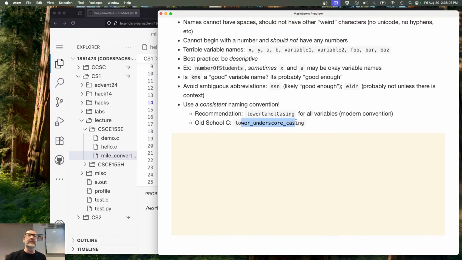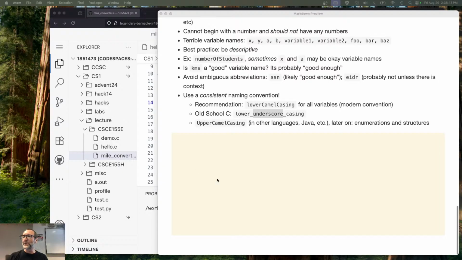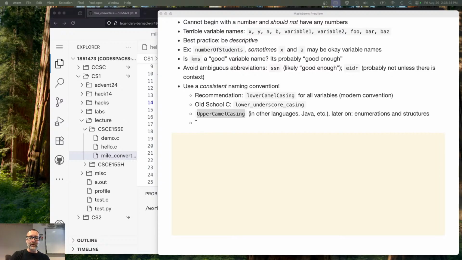Lower underscore casing, that's hopefully self-explanatory. You're using these underscores to separate words. You can also have upper camel casing, and a lot of other languages use this. For example, Java uses this for their classes. Later on, when we do enumerations and structures in C, we will use this upper camel casing. The only difference is that the first word is also uppercased on its first letter. Right? And also, you can use upper underscore casing.